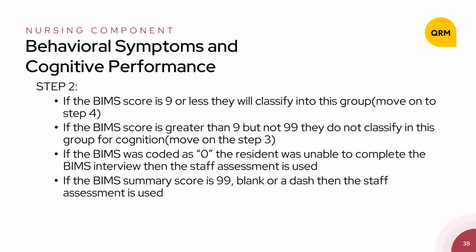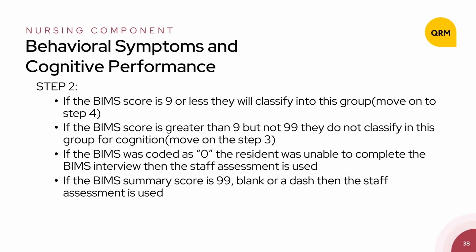So let's look at our first step. If the BIM score is a 9 or less, they will classify into this group. So if you're looking at their BIM score and it's a 9 or less, they automatically will get into this cognitive performance group. Now remember, it's a hierarchy. So if they've already classified into something higher, then you don't even have to look at this one. This is just if they haven't classified into any of the higher groups, then we're going to look at this one. Okay. If the BIM score is greater than 9, but not 99, that means they don't classify for cognition. So we would skip to step 3 to see if they would classify for behavioral symptoms.